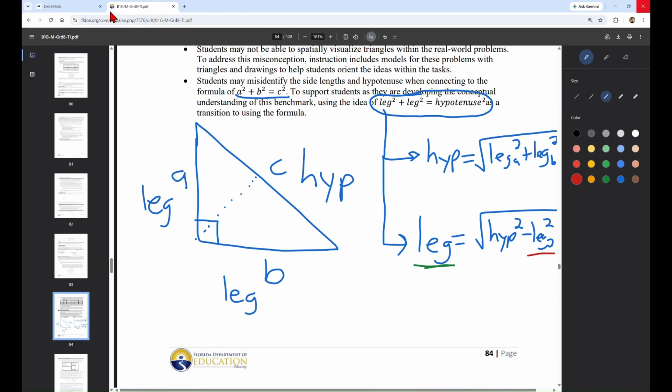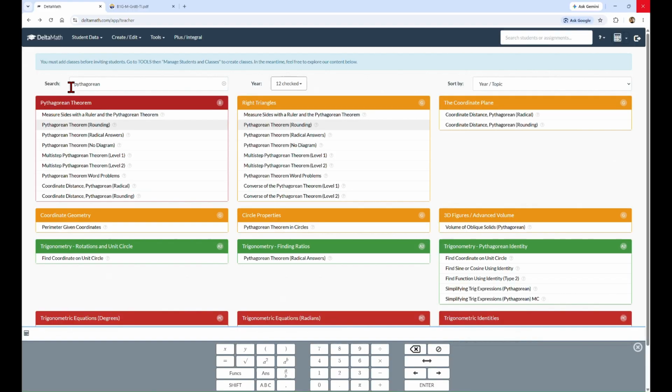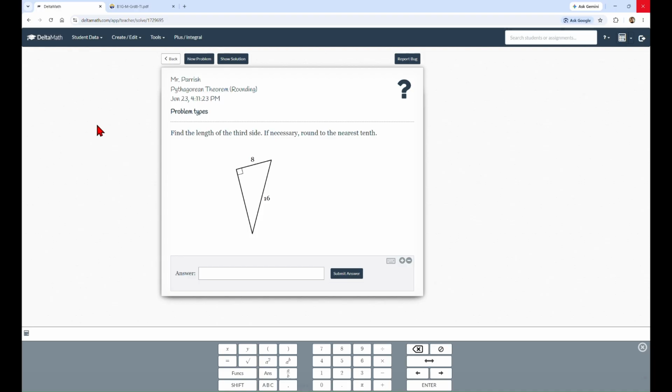Now let's go over to Delta Math, and we can take a look at one of these problems. In the search bar, we typed in Pythagorean, and then we can select a rounding problem or a simplest radical form problem for your answer. So let's just go with a rounding problem. Find the length of the third side. Okay, so what do we have? We have three sides, one unknown, right? Which one's the hypotenuse? Across from the 90, so our hypotenuse is 16. And then let's say leg 1 is 8, and leg 2 is our unknown, our x.